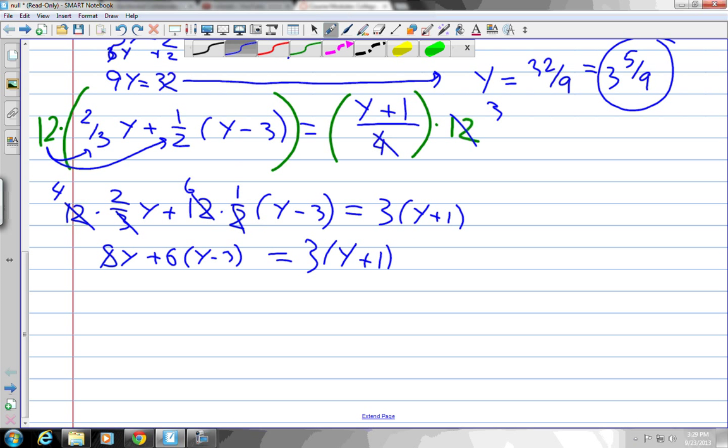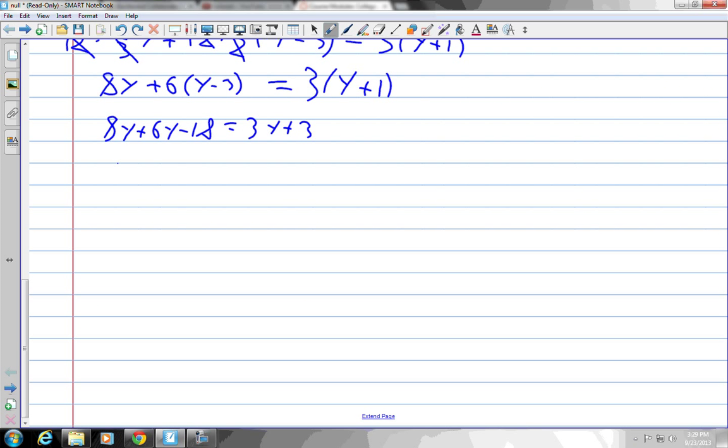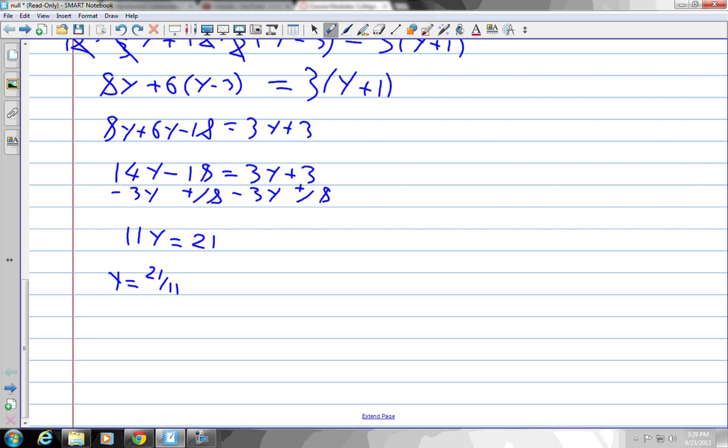All right, now it's a simple problem. No fractions. 8y plus 6y minus 18 equals 3y plus 3. Right? 14y minus 18 equals 3y plus 3. Subtract 3y, subtract 3y, add 18, right? What does it look like? 11y equals 21. So y equals 21 over 11, or 1 and 10/11.